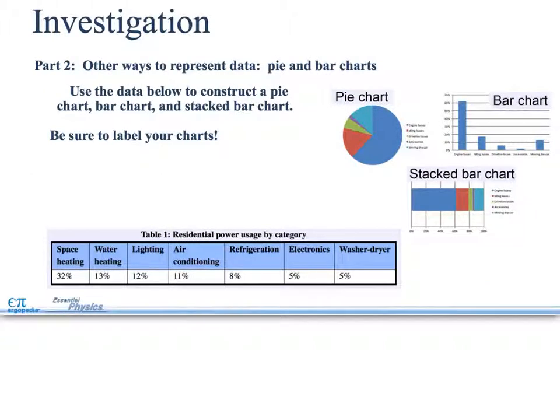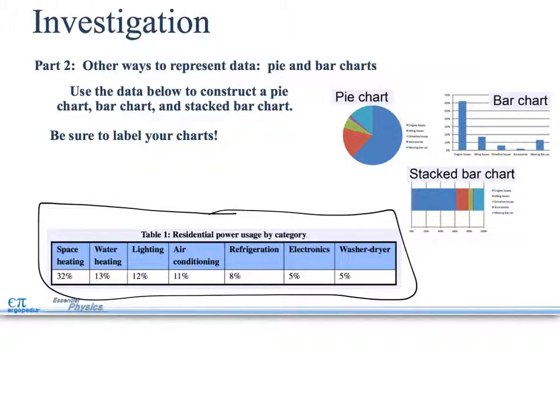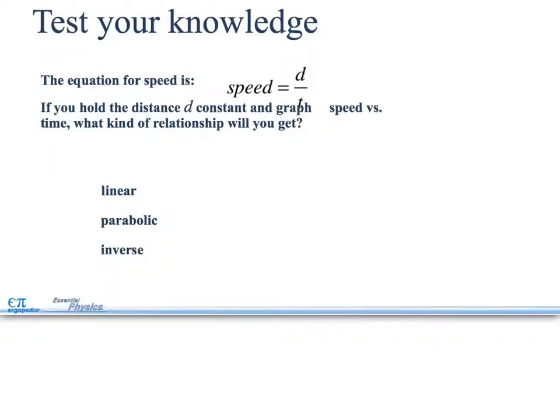Investigation: other ways to represent data, pie and bar charts. Use the data below to construct a pie chart, bar chart, and stacked bar chart. Be sure to label your charts. If you read at the bottom, it gives you all of these different parts, and we have a pie chart. We have a bar chart. Okay. If you have trouble with the bar charts and the pie charts and stuff, let me know, and we'll go over it some if you want to come in and talk to me about it on Tuesday or Wednesday.